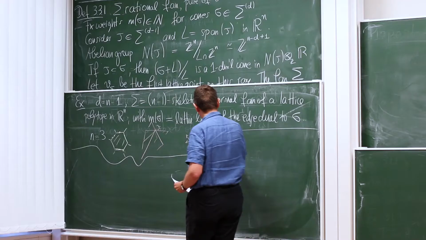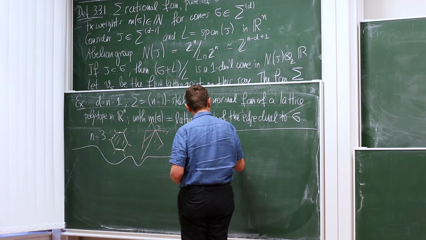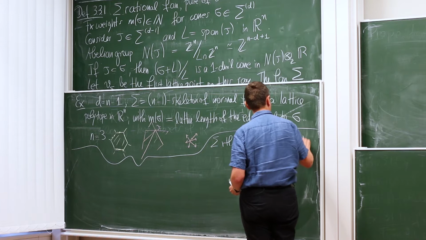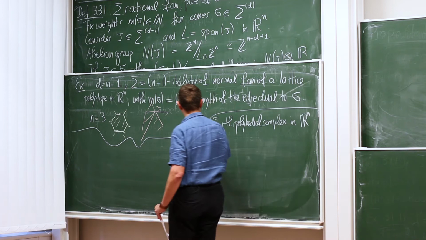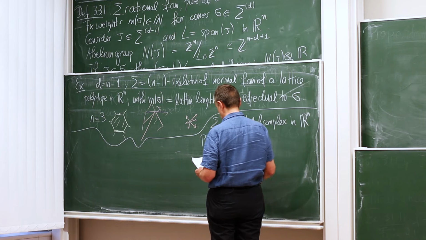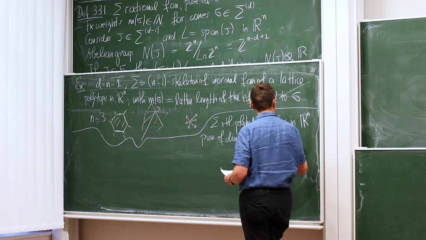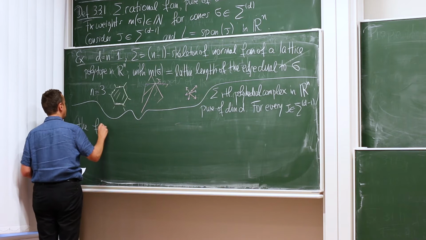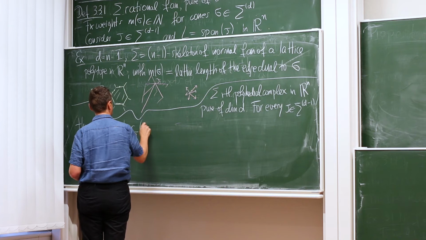Okay, so now let's take a polyhedral complex. Let's say sigma is a rational polyhedral complex in Rn, everything is defined over the rational numbers. Let's say it's pure of dimension d, every maximal cell has dimension d, and then for every tau of dimension d minus 1, every codimension 1 cell, I look at the fan, which is the star in sigma of tau.